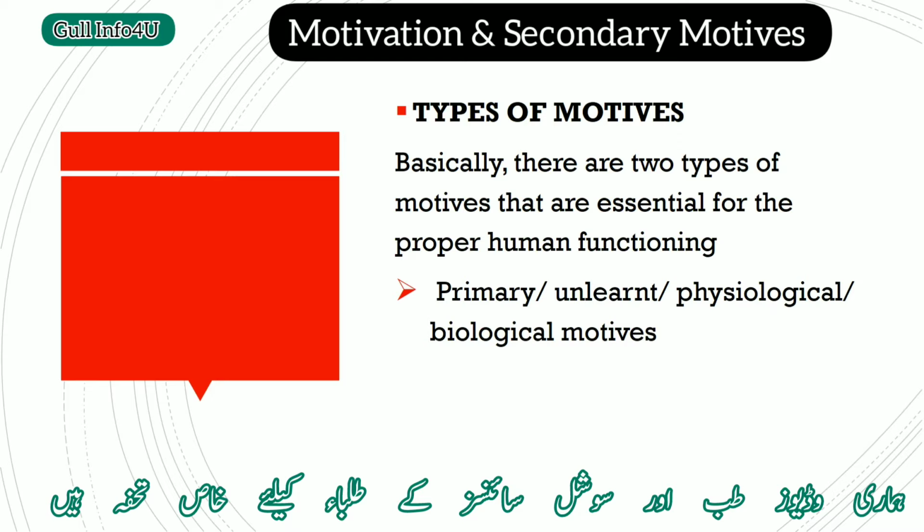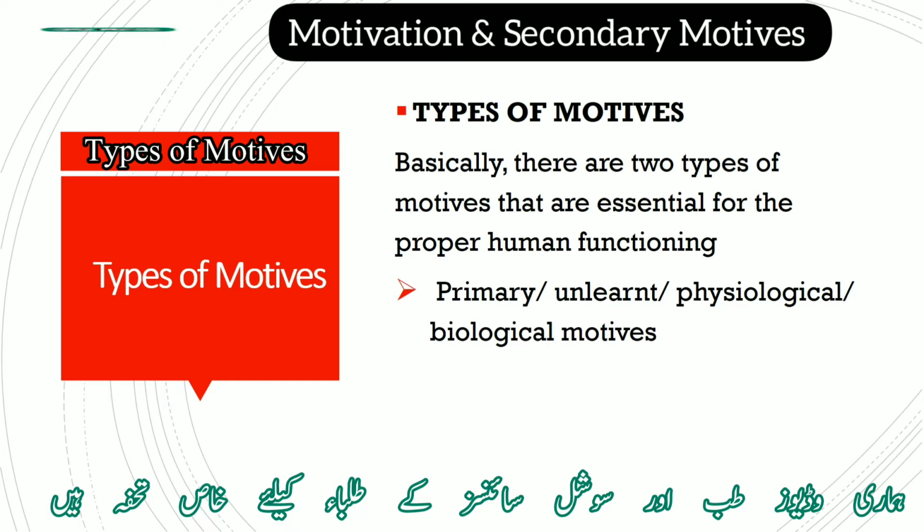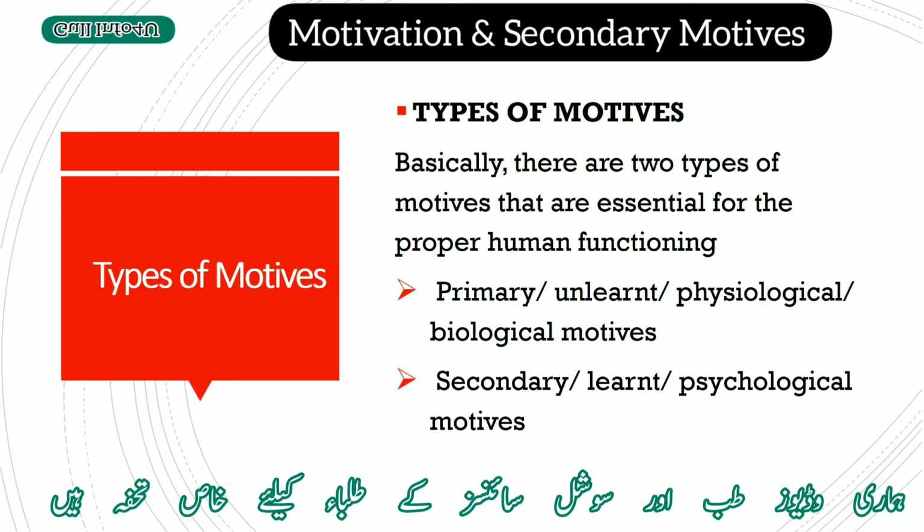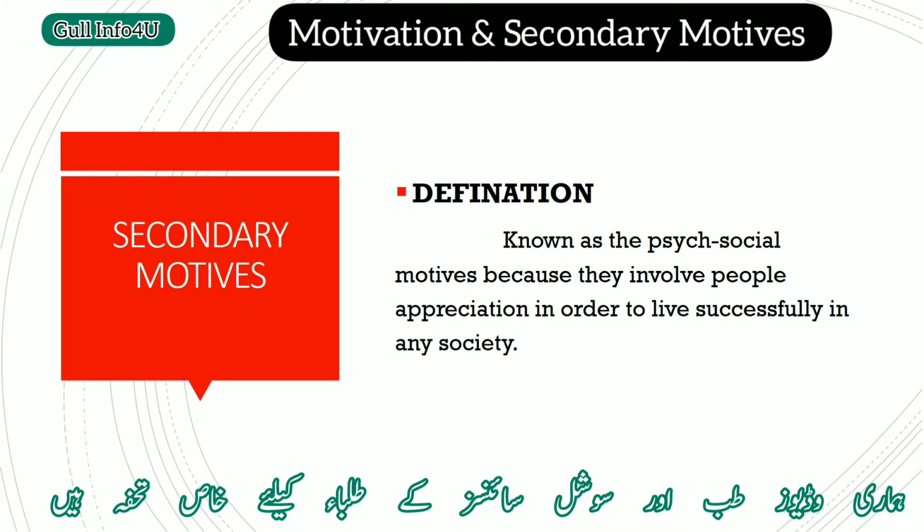Down towards the types of motives. Basically, there are two types of motives that are essential for proper human functioning: primary, unlearned physiological or biological motives, which are the basic motives, whereas secondary, learned psychological or sociogenic motives are psychosocial motives, because they involve people's appreciation in order to live successfully in any society.